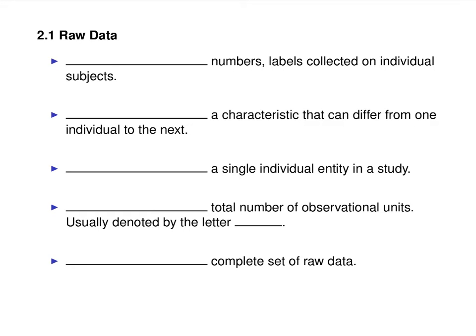So first we need to know some vocabulary. Raw data, that's what we call the numbers and labels that you collect on individual subjects. For example, this could include things like the height of your subject, the weight of your subject, the gender of your subject. They do not need to actually be numbers, they could be categories.